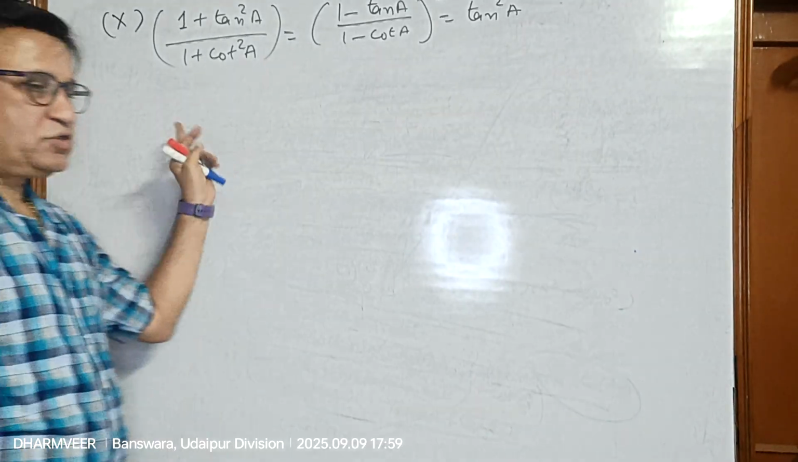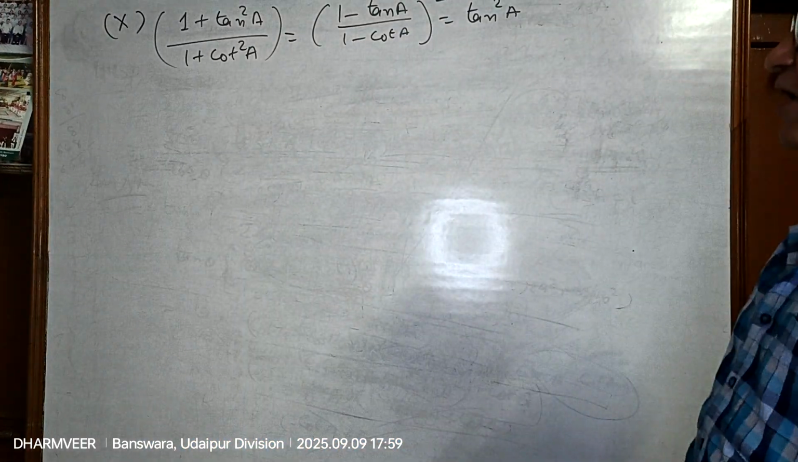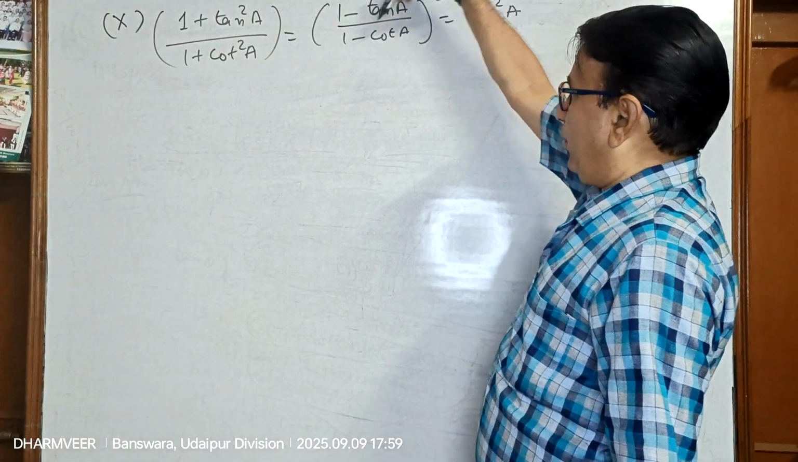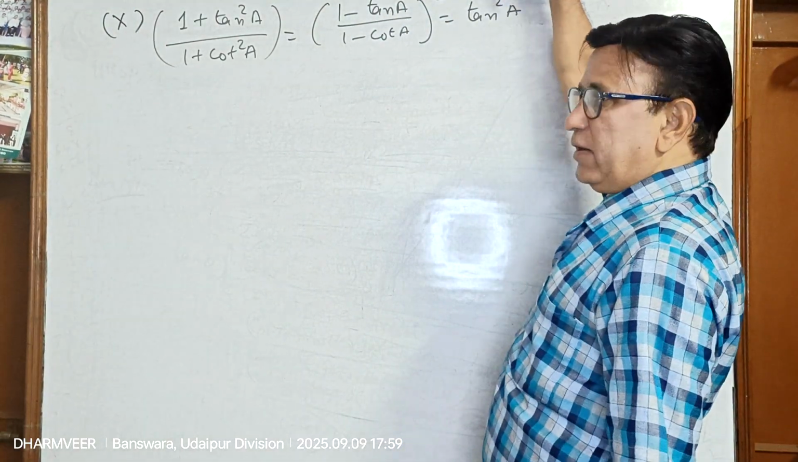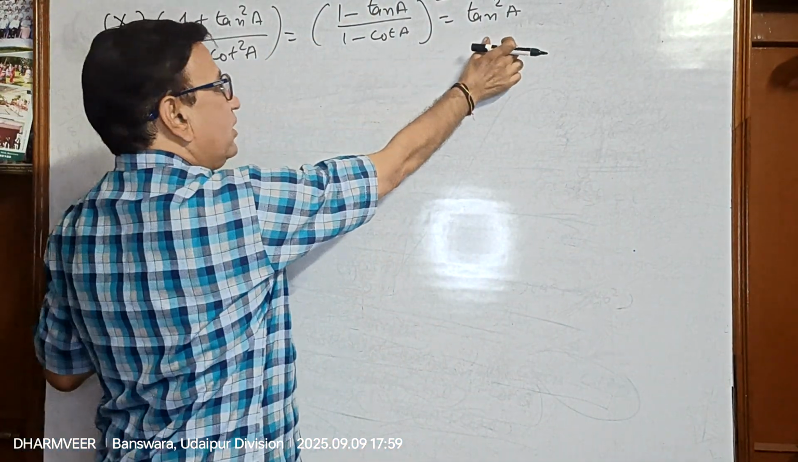Now see the last question. That is (1 plus tan square a) upon (1 plus cot square a) equal to ((1 minus tan a) upon (1 minus cot a)) whole square equal to tan square a. This time we have both LHS and RHS, and then we get tan square a.